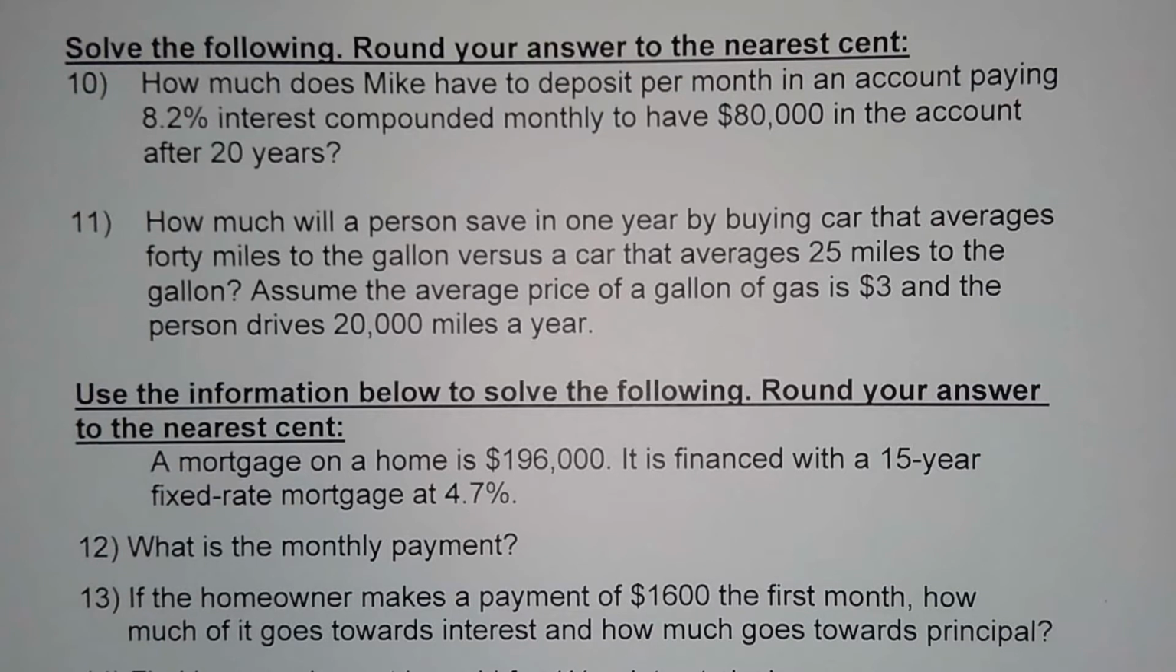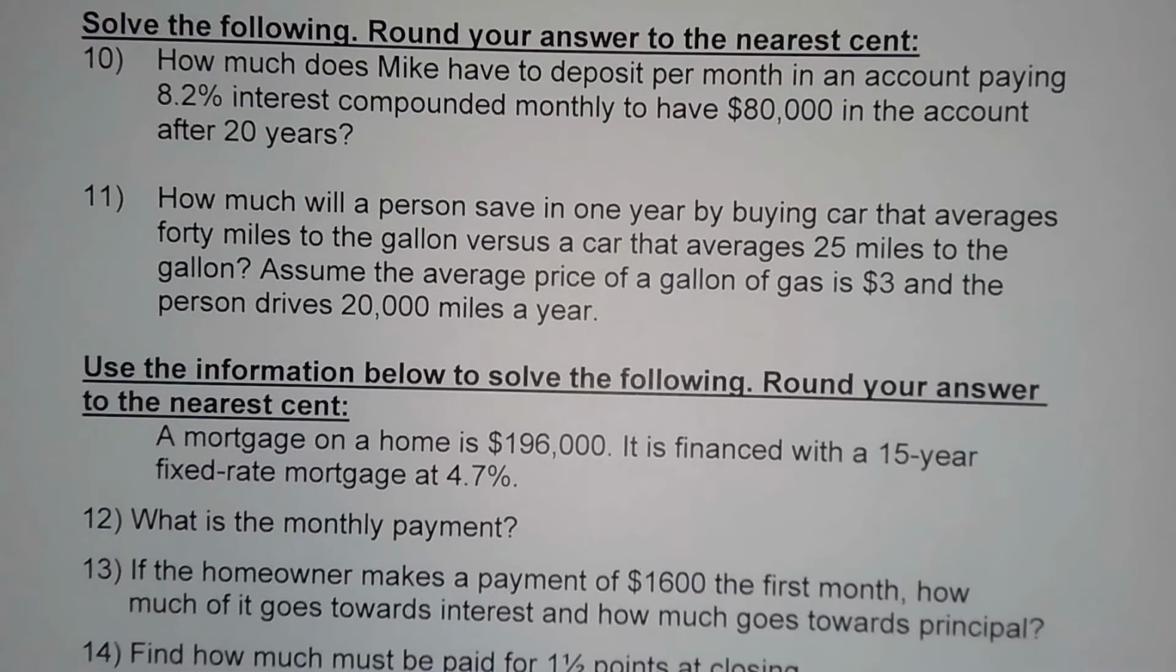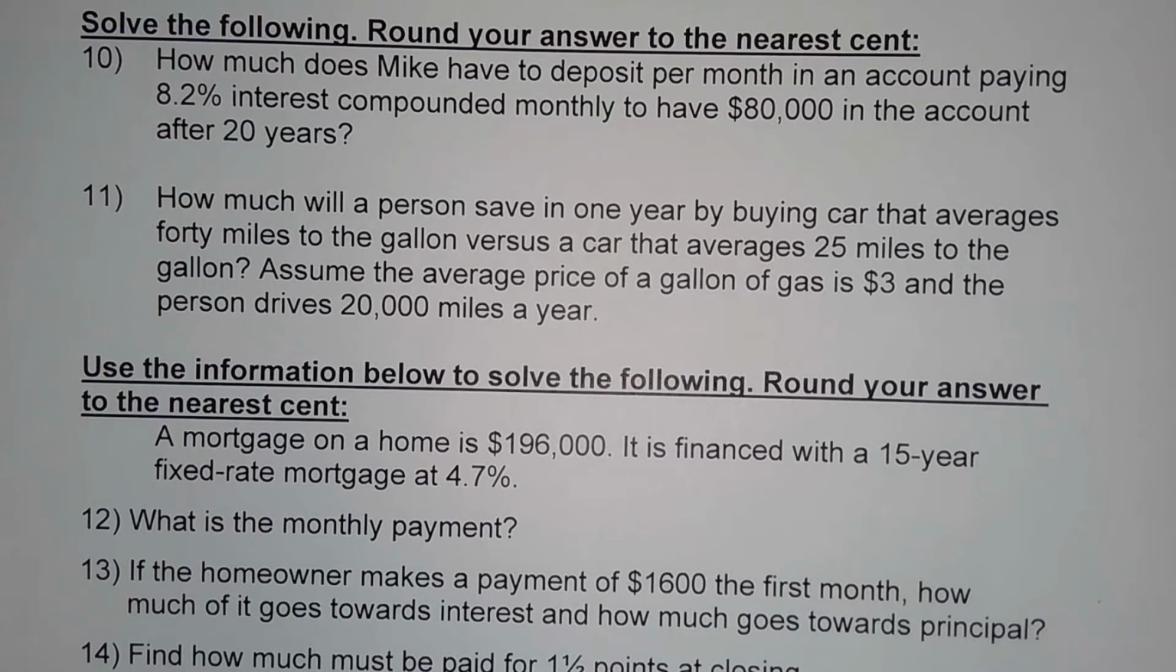Let's take a look at problem number 11. We want to know how much a person will save in 1 year by buying a car that averages 40 miles to the gallon versus a car that averages 25 miles to the gallon. Assume the average price of a gallon of gas is $3 and the person drives 20,000 miles per year.